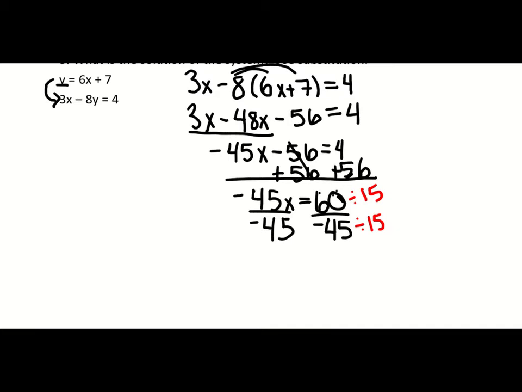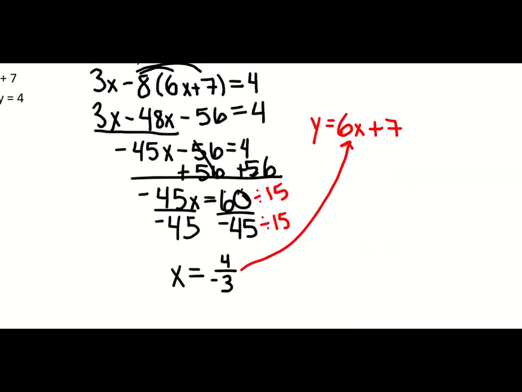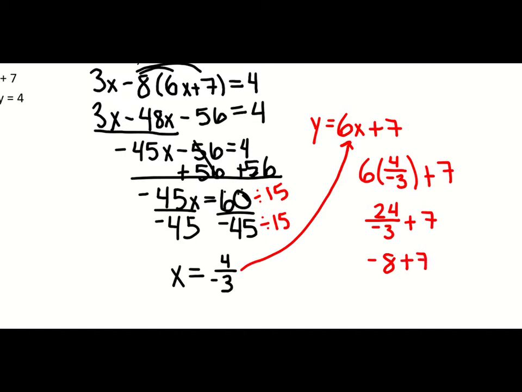So let me slide over so you can see this a little bit better. This would be 6 times 4 over negative 3 plus 7. Whole number times a fraction, just multiply the top numbers. Don't change the denominator. Simplify that to negative 8. And negative 8 plus 7 is negative 1.